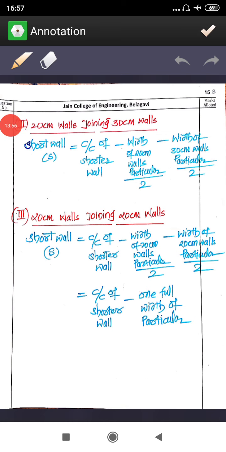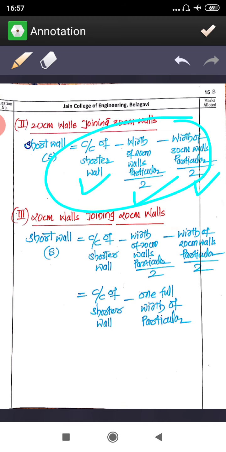Now here is a very interesting concept, when a 20 centimeter wall is joining a 30 centimeter wall. All these walls we are going to treat as short walls only. Then see how it will be. Center to center of the wall, then minus half the width of the 20 centimeter wall from one side, and minus half the width of the 30 centimeter wall from the other side. This is very interesting, you have to remember this.